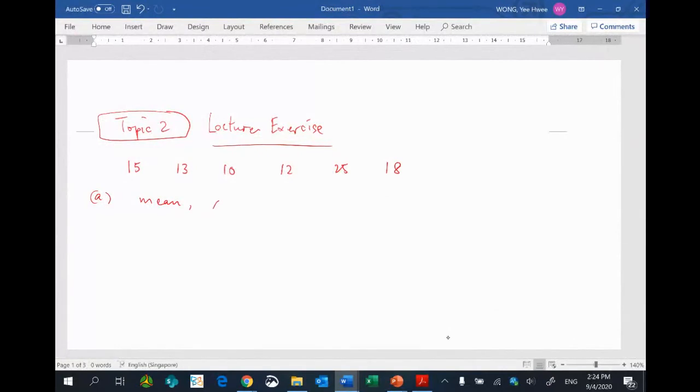So mean is x bar, and you need to find the summation of x divided by n. Summation of x, that means you sum up all the numbers over here. You find out how many there are: 1, 2, 3, 4, 5, 6. So we have 6 here. What is the sum of these 6 numbers? You press your calculator. That's it. Finish. So that is the mean.